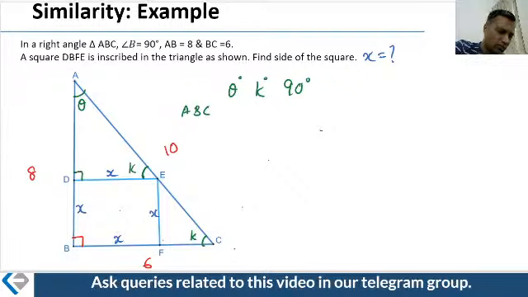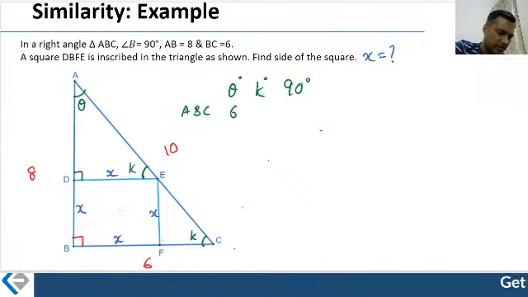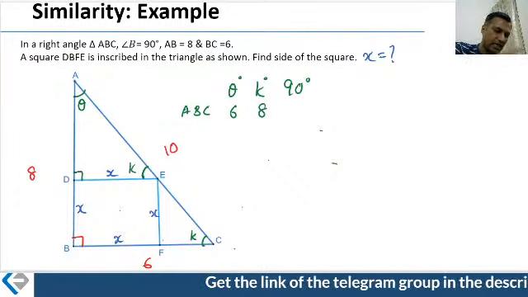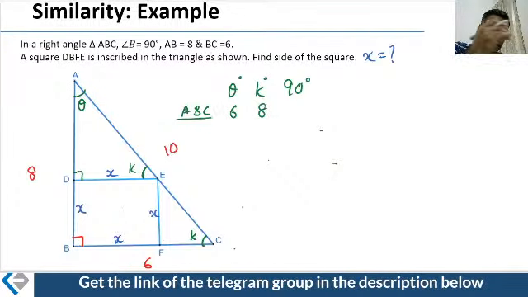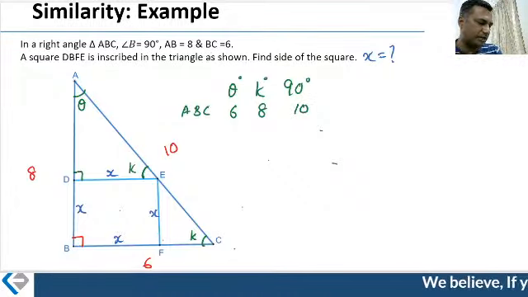Hey, what is the side opposite theta here? 6 units. What is the side opposite k degrees here? 8 units. Which triangle? Triangle ABC, friends. Go to the bigger triangle and identify the sides opposite these angles. Hey, what is the side opposite 90 here? 10. Therefore, from a horizontal perspective, I can write this 6, 8, and 10. Whatever I want, let me pick it up.